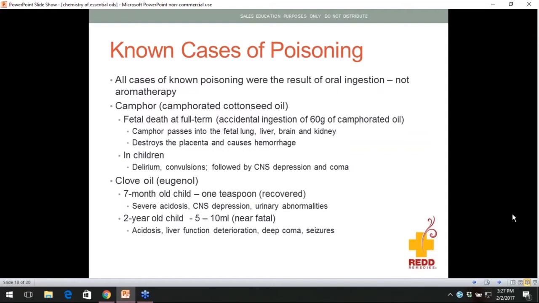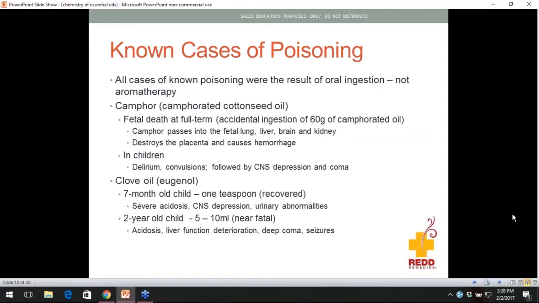So in 2 of the documented cases, a pregnant woman accidentally ingested 60 grams. I don't know how or the circumstances, but she lost her full-term child. She was 9 months pregnant, lost her baby, and they found that camphor actually passes the placenta. It enters the lung of the fetus. It also enters the liver, it enters the brain, and it enters the kidney. It destroys the placenta and causes a hemorrhage. So that's what happens when you take very large doses of camphor.